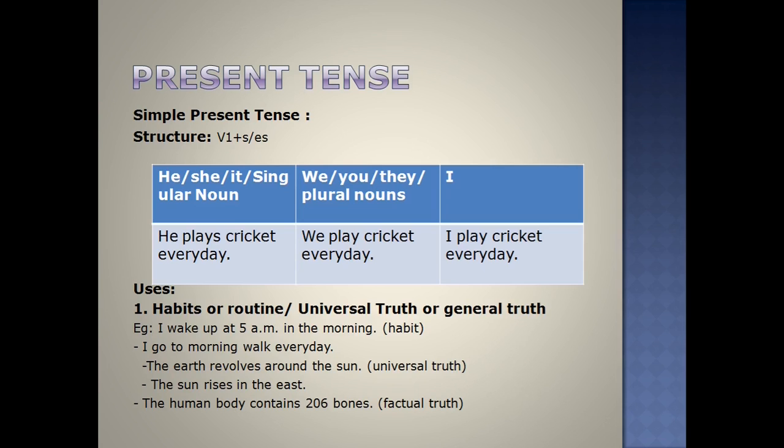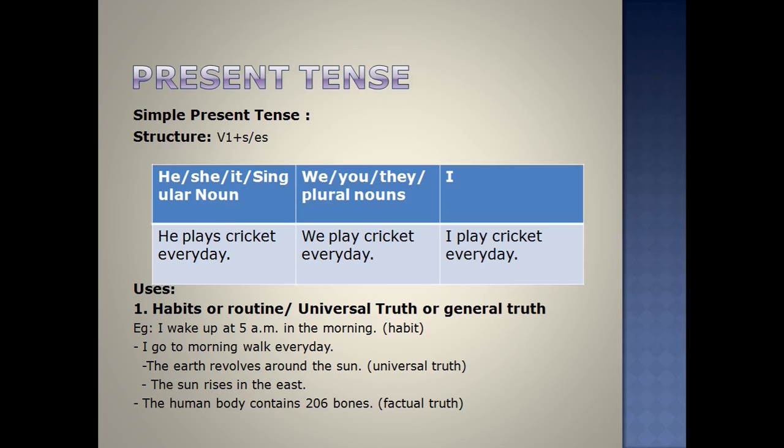Next one is I. I is a pronoun that confuses most of the time. So we will put it in a different category to avoid this confusion. Here I takes the first form of the verb. So the example is I play cricket every day. So I is something that is going to use a different verb. So we are going to use here the first form of the verb.